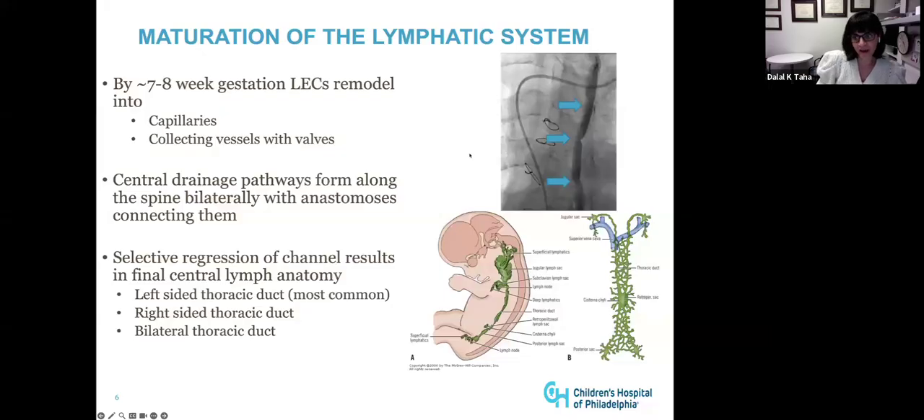The next important thing that happens with lymph development is that two central pathways will start to form along the spine, as you can see on this picture at the bottom. And these two main channels are connected by smaller vessels that create anastomoses. The final anatomy for the lymph system includes usually one thoracic duct, and that is most commonly on the left side following regression of the right-sided duct. There are patients who have normal variations in which they have a remaining right-sided duct only, and then there are patients who have bilateral thoracic ducts. And that's not necessarily related to dysfunction, but we consider that normal variance.